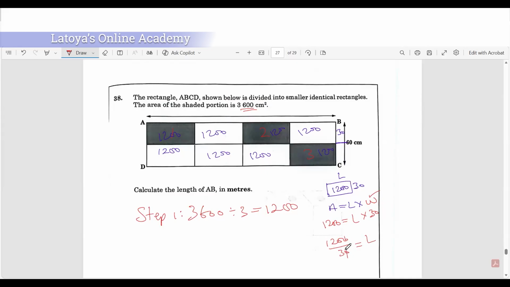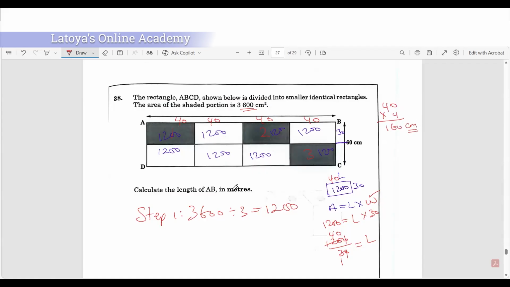This 0 can cancel this 0. 3 into 3 is 1. 3 into 12 is 4. 3 into 0 is 0. So we are getting the length of 1 to be 40. So if you are getting the length of 1 to be 40, then the length of each is going to be 40. What would be the length of AB? You can multiply 40 by 4, and you will get 160 centimeters.